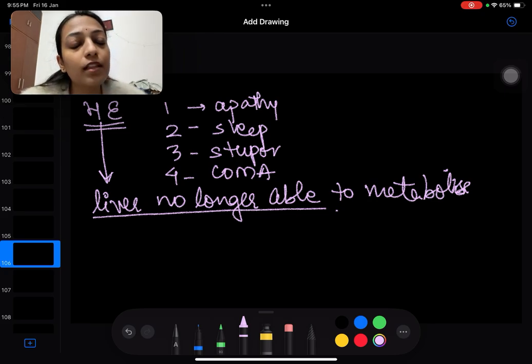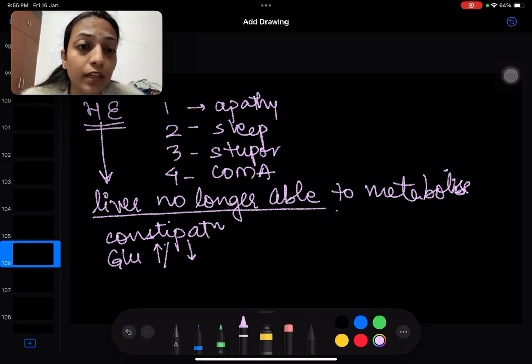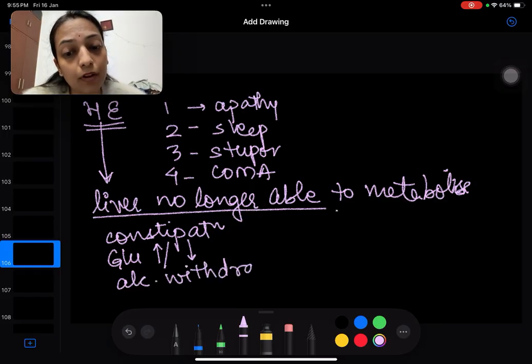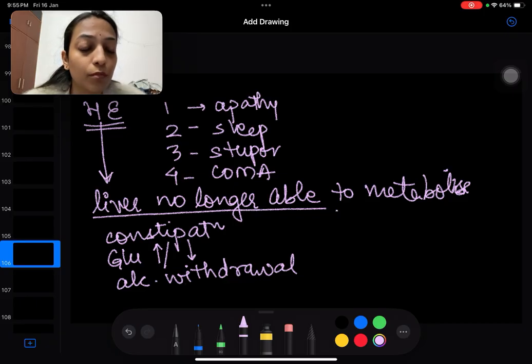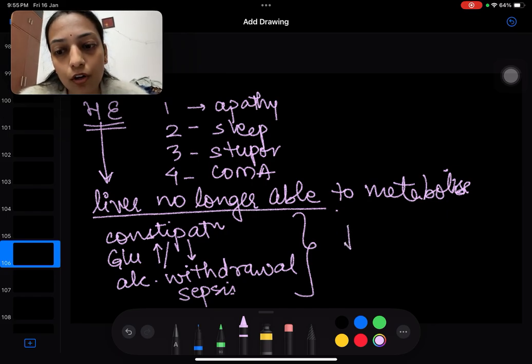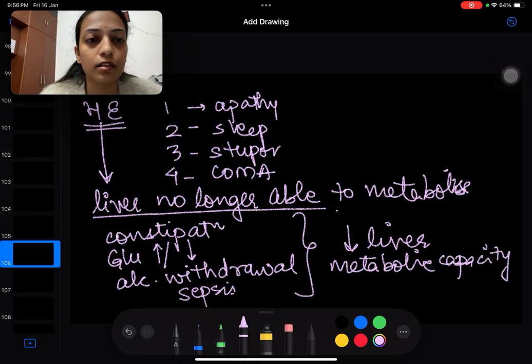Now there are a few things that can reduce liver metabolic capacity. What are those things? One is constipation. Second is glucose: if it is hyperglycemia or hypoglycemia, it is going to decrease the liver metabolic capacity. Alcohol withdrawal: if a patient is drinking and suddenly goes into withdrawal, it is going to reduce liver metabolic capacity. And sepsis, of course, any kind of infection is going to give so much load, so much stress to the body. So these 4 things are known to reduce the liver metabolic capacity. This is about it.